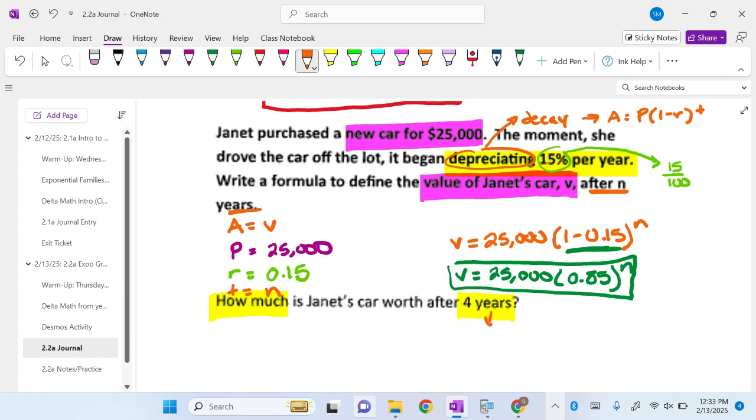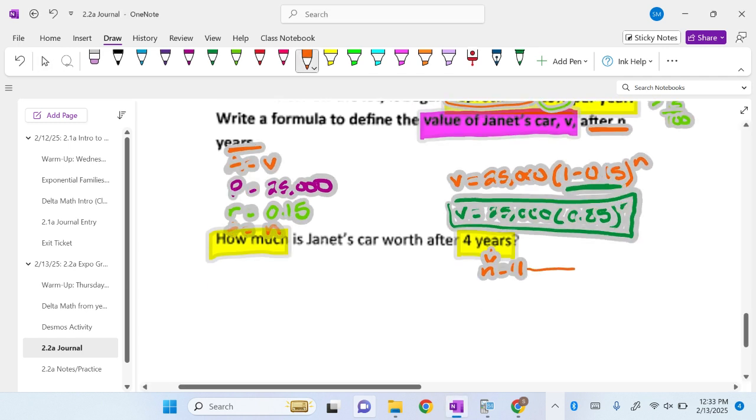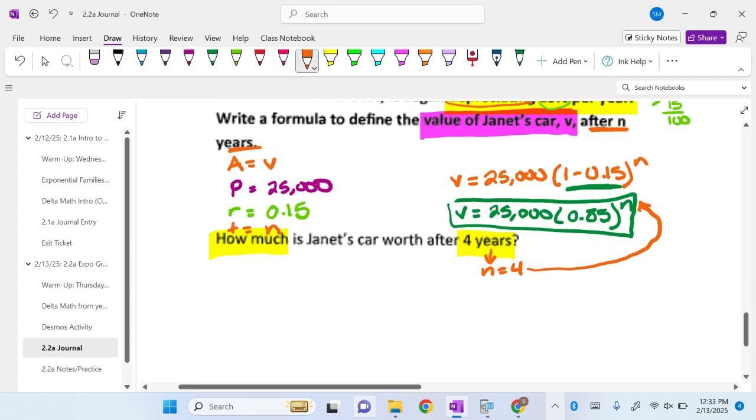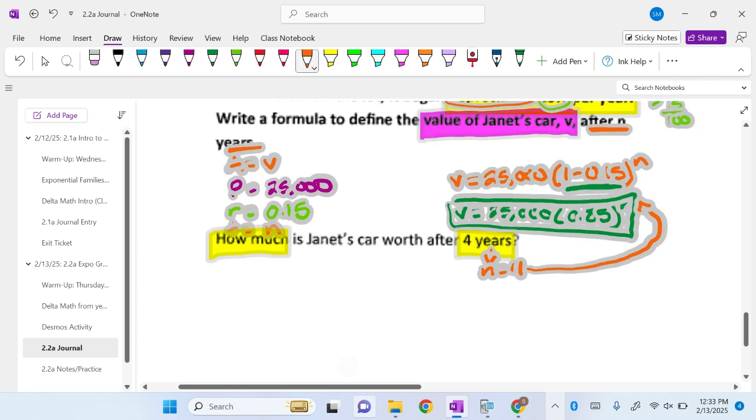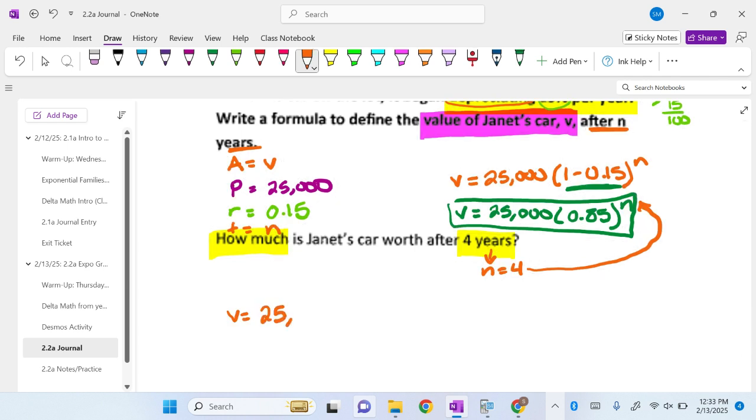So again, 4 is your N value, so N equals 4. And we're just going to plug that 4 in for N in our formula. So I would have V equals 25,000 times 0.85 all raised to the 4th power. And then just put this in your calculator and tell me what you get.